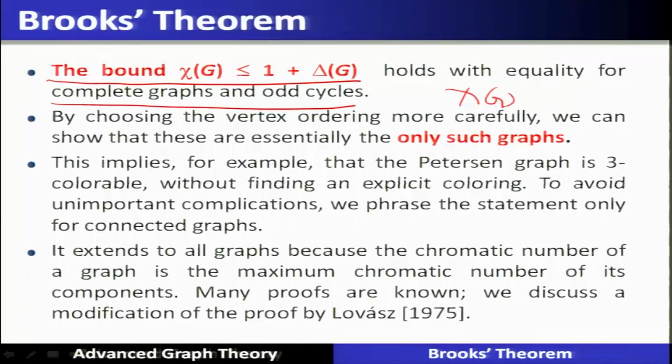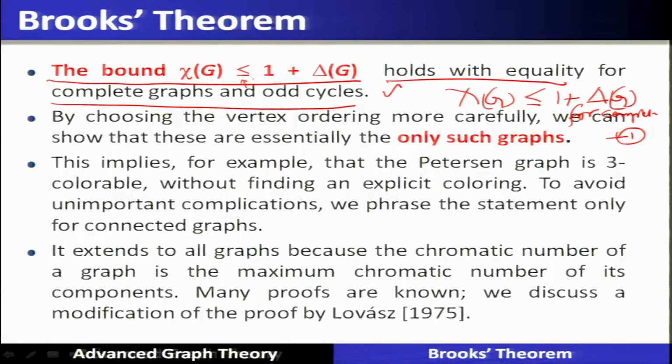So, for complete graphs and odd cycles, chi of G equals 1 plus the maximum degree of the graph. This is one point. Now, by choosing the vertex ordering more carefully, we can show that these are essentially the only graphs where equality in this particular bound will hold. This implies, for example, that the Petersen graph is 3-colorable without finding an explicit coloring.